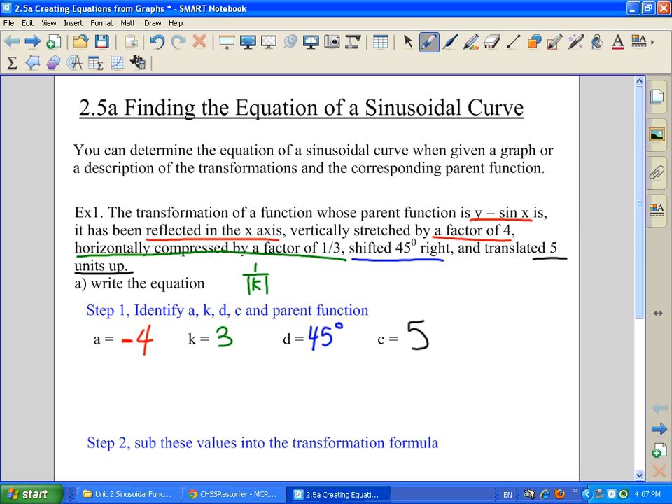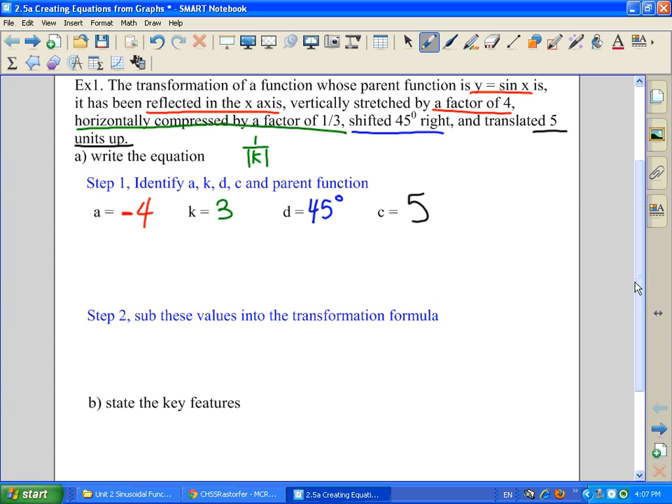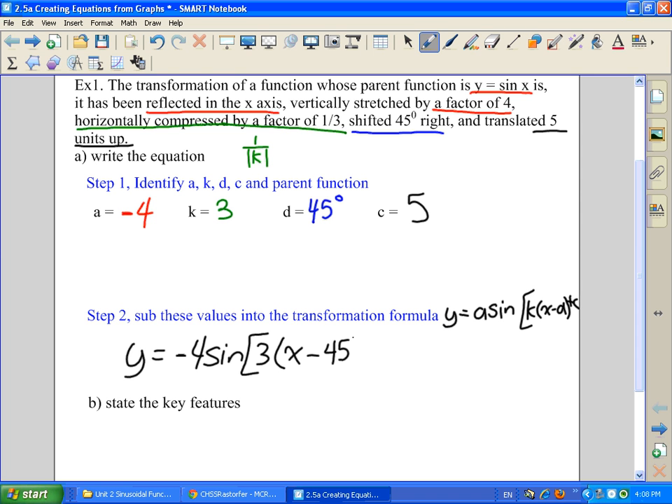So all we need to do, ladies and gentlemen, is step 1, identify our A, K, D, and C like we did, and substitute into our transformation formula. We know that our parent function is the sine function in this case. We just need to sub in our values for A, K, D, and C. So y equals A, which is negative 4, sine of, what's my k value? 3, times x minus my d value, 45 degrees, and plus my c value, which is 5. Okay, that's the first part.